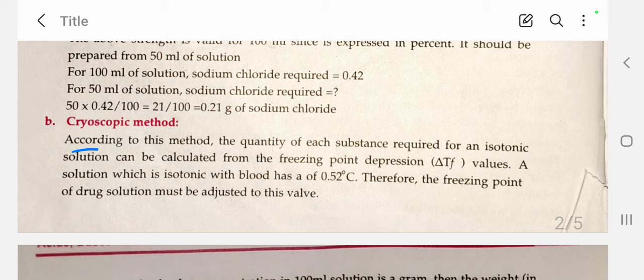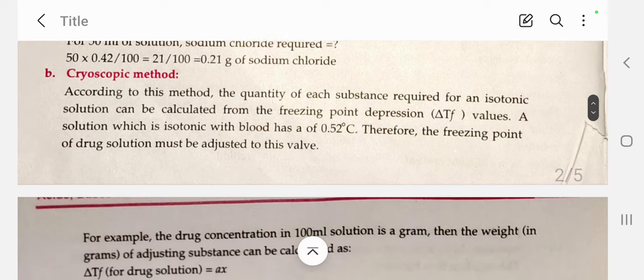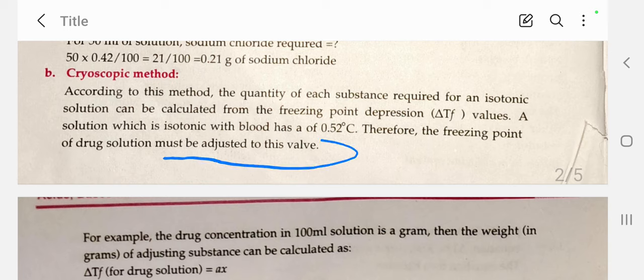According to the cryoscopic method, the quantity of each substance required for an isotonic solution can be calculated from the freezing point depression. That means, quantitatively, how can we determine the adjustment of tonicity? A solution which is isotonic with blood has a freezing point depression of 0.52 degrees Celsius. This is the depression of freezing point of blood. Therefore, the freezing point of the drug solution must be adjusted to this value.